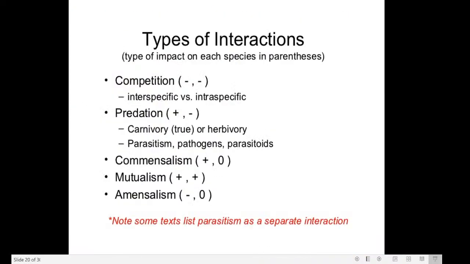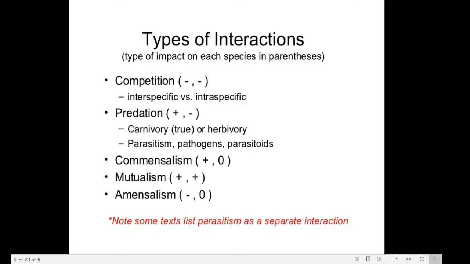Okay, next is types of interactions. Each type of interaction makes an impact on each species. In competition, both species are making some effect on each other. Interspecific and intraspecific: in interspecific interactions they are also playing a competitive role. Here you can see that both are harmed.